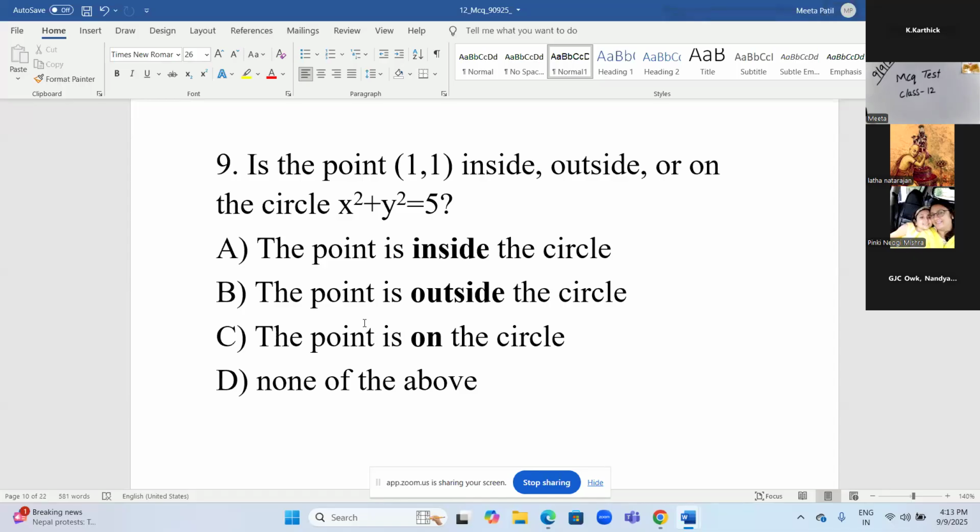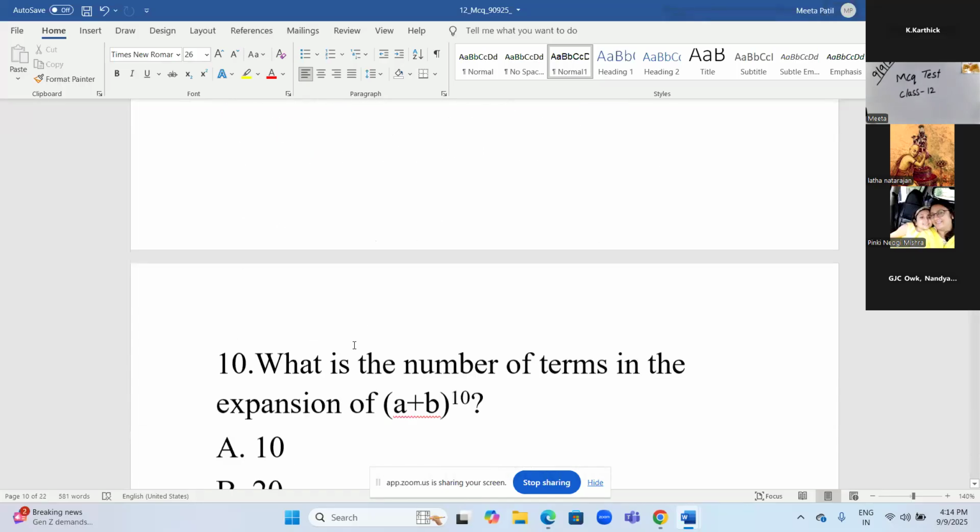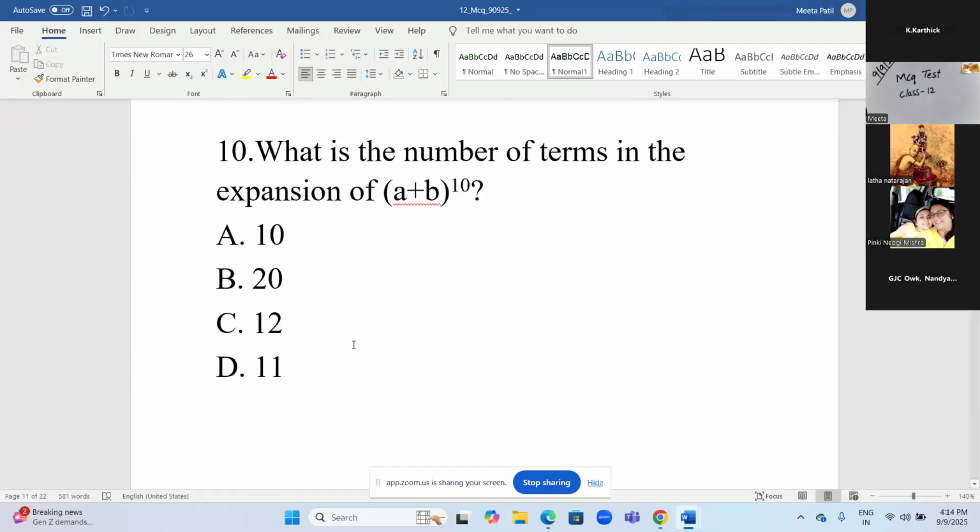Okay, so we are moving for the next question now. Your 10th question will be, what is the number of terms in the expansion of (a + b) power 10? Here you have the options as option A 10, option B 20, option C 12, option D 11.